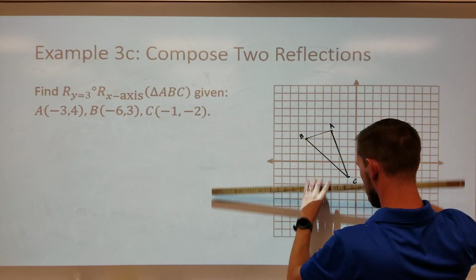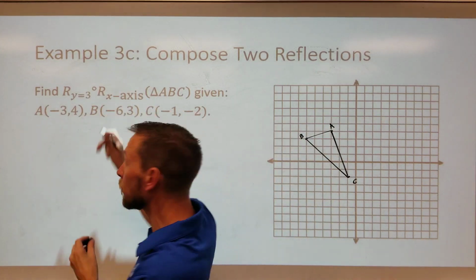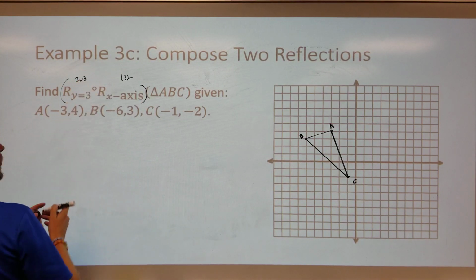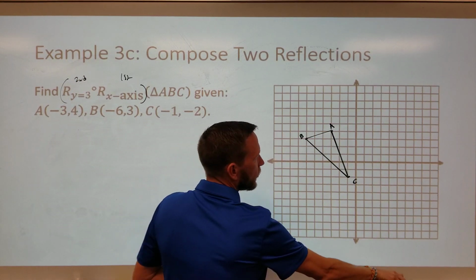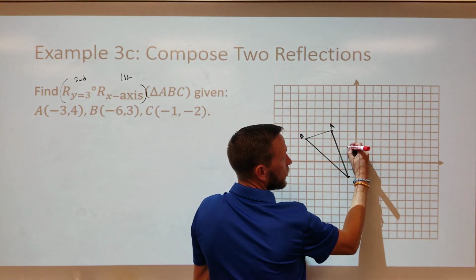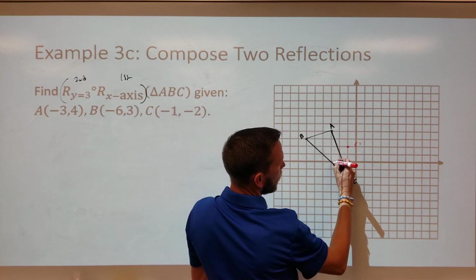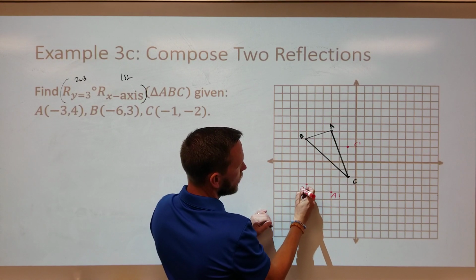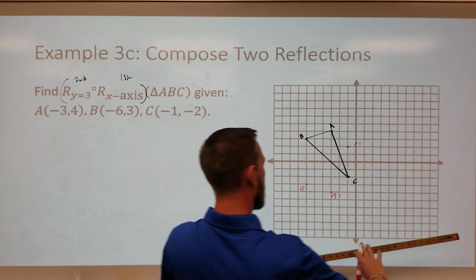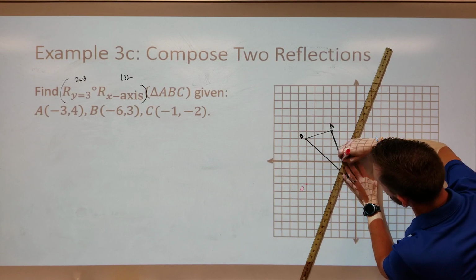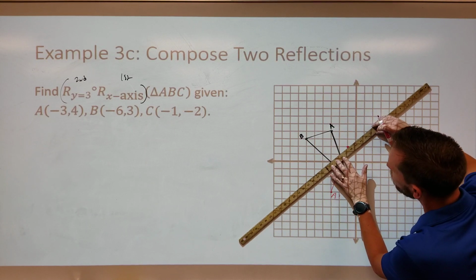Our goal is to make sure that we can do 2 reflections, but we go from the inside out. We're going to start with reflecting over the x-axis first. So we're going to reflect over the x-axis, which simply changes the y values. The x values stay the same. The y value is what changes. So here is our first reflection over the x-axis. We simply change the y values. The x values stay the same.